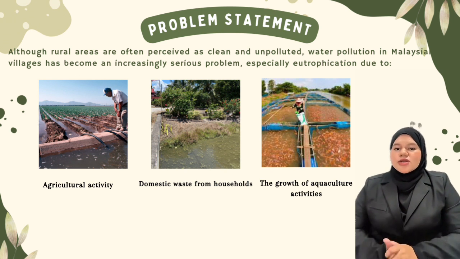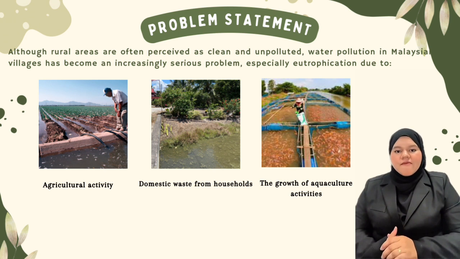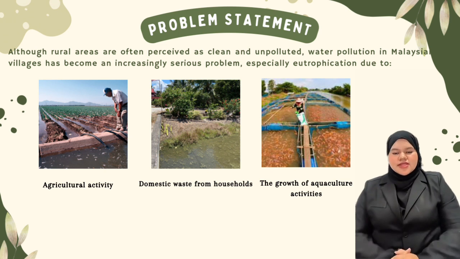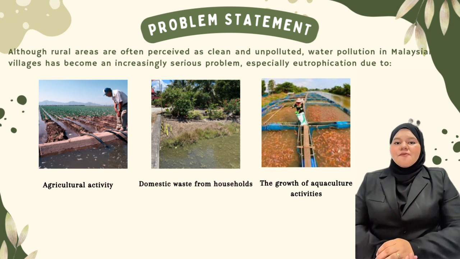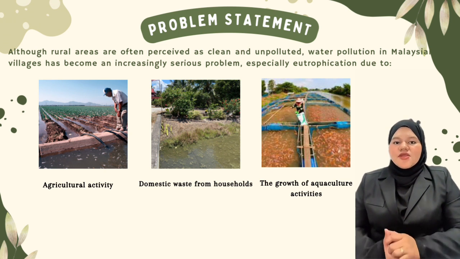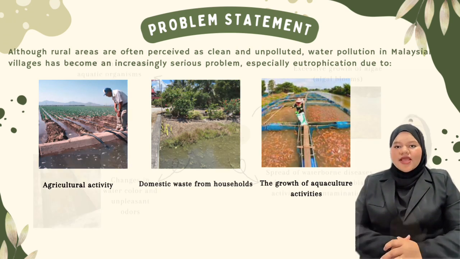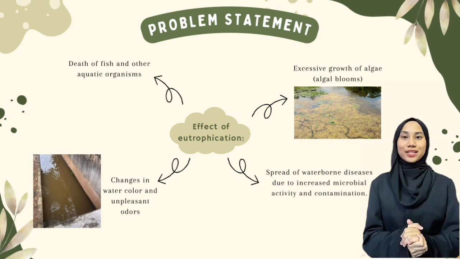And third, aquaculture activities like fish or prawn farming, which release organic waste containing ammonia, nitrogen and phosphorus into the water. In short, while rural areas appear clean, these human activities are actually polluting water sources, showing the urgent need for eco-friendly solutions such as EM.